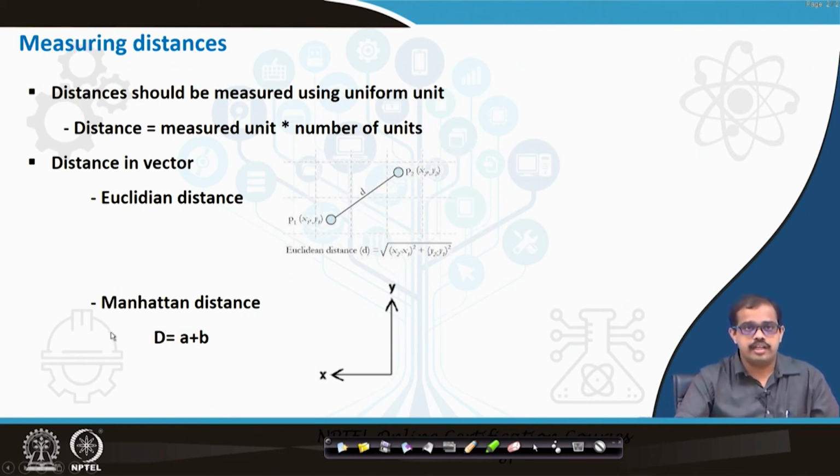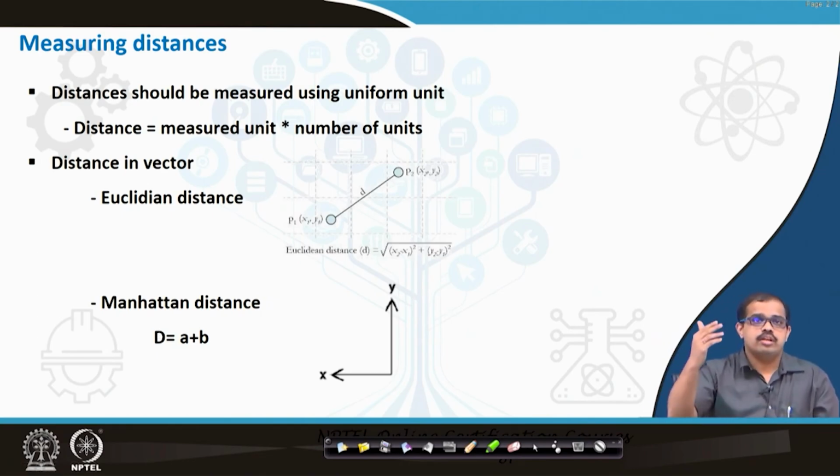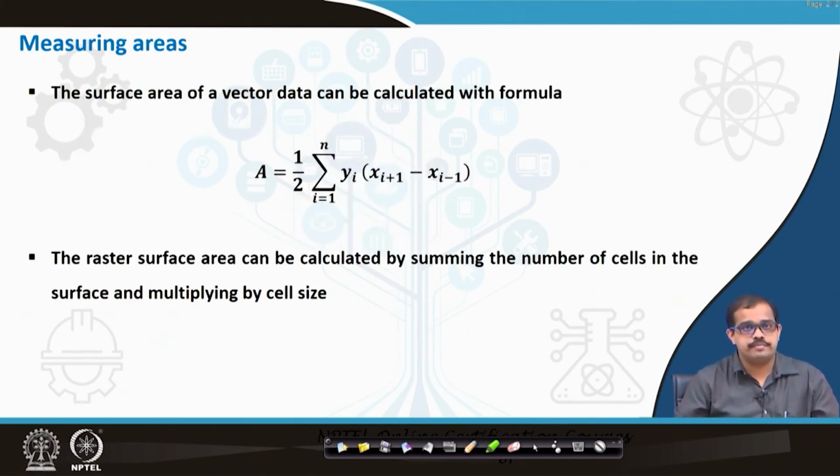And if you are calculating a Manhattan distance, it is given by a plus b, which means the distance along a and b. So, that is how you calculate the distance of a vector.